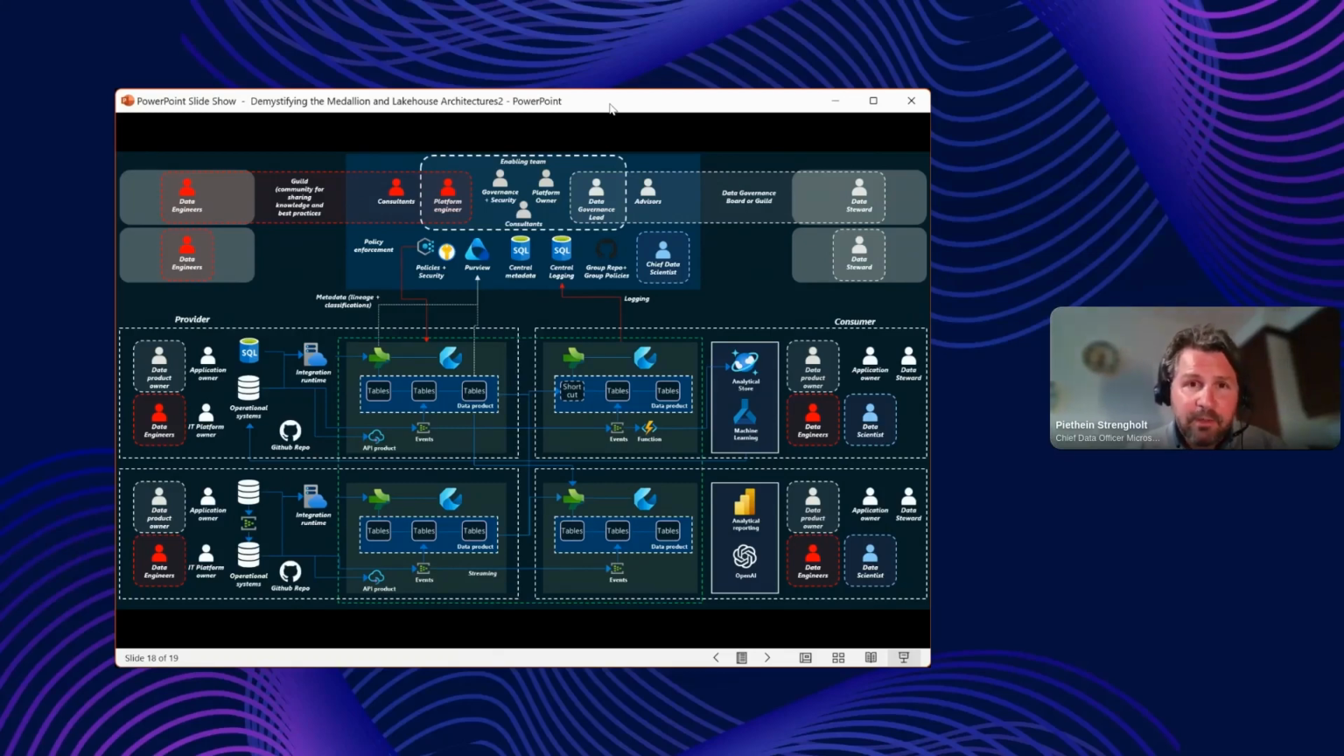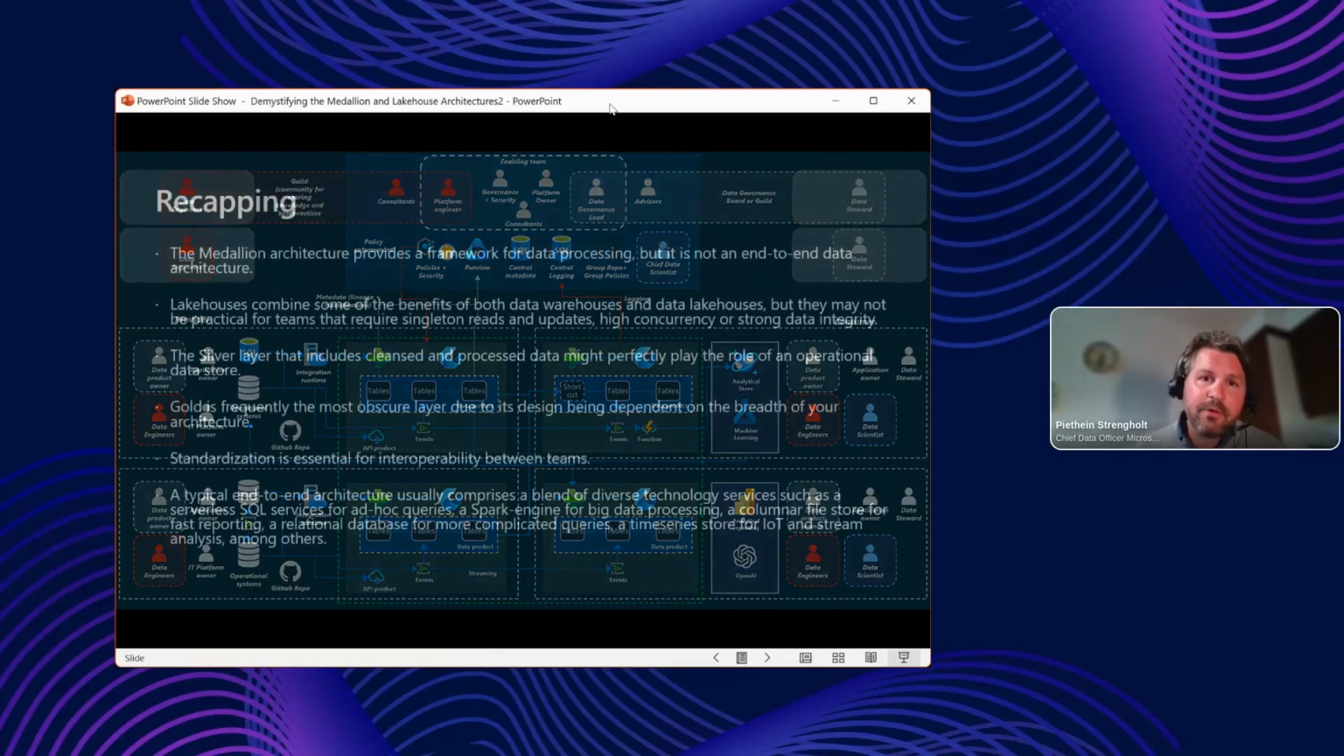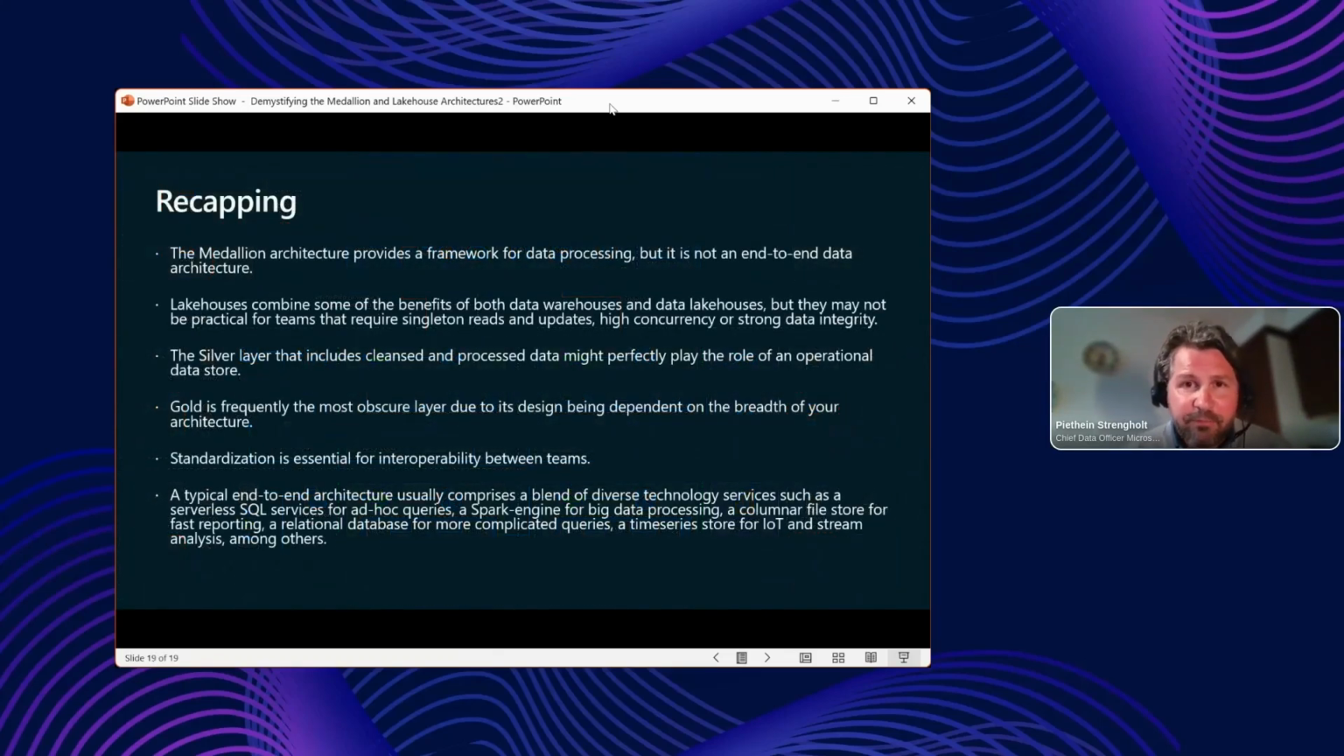So data quality here really is critical, and the central enabling teams at the top really should set and build the foundation, and work closely with members from all of these different domains together to set these standards and create a community of enablement. And that brings me almost to the end. So recapping, the Medallion architecture, yes, it's a nice framework for data processing, but like you have seen today, it's not an end-to-end data architecture. So it comes with lots of nuances.